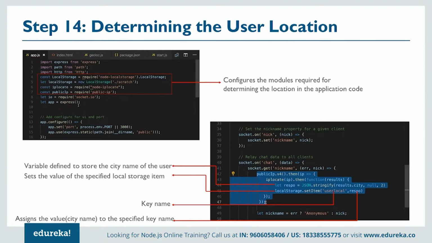Then once the IP address is resolved, we get the IP address, we have the callback, then we use the IP locate, pass in the IP address that we received, and then once that promise is resolved, we have the callback function with the results. Results will have the city, which we will stringify the response and then store in the local storage, saying user local, something like that. Then what?